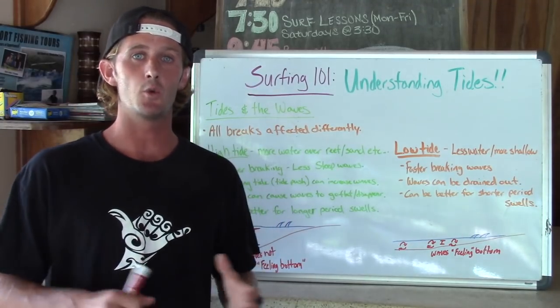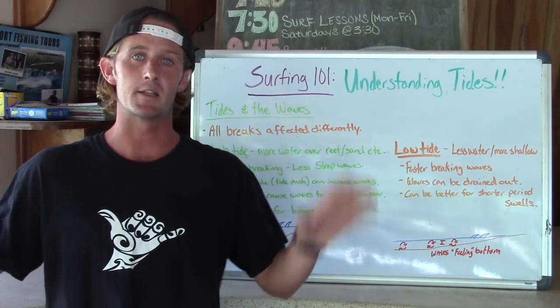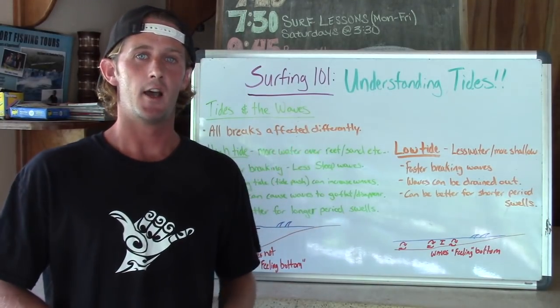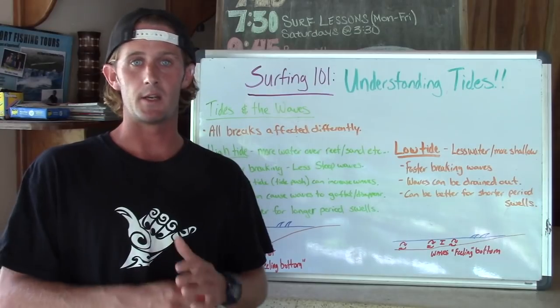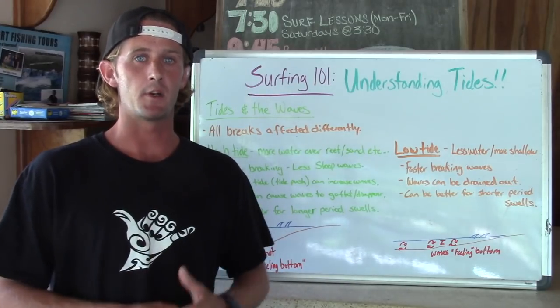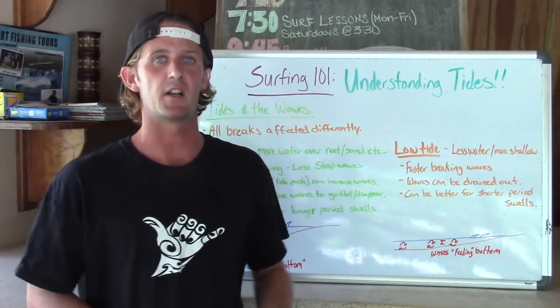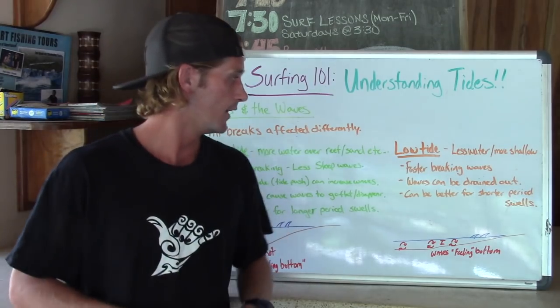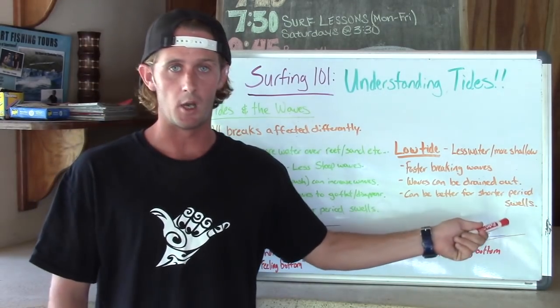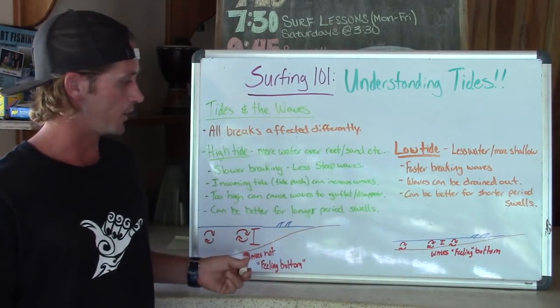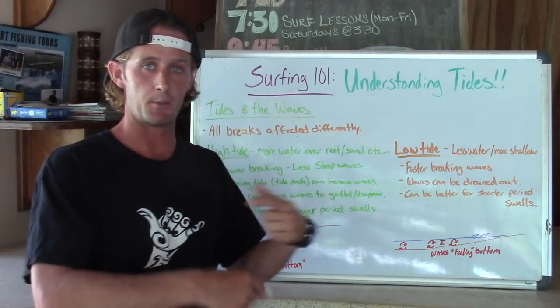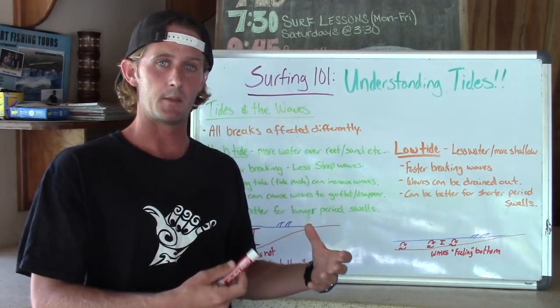When the tide gets too low, or in the last few hours when the tide is pulling out, it can actually negatively affect the waves, make the waves disappear or become less frequent because of all the water pulling out. It doesn't allow as much swell to get in. It could be better for shorter period swells. And just like a longer period swell at high tide, the raw energy of the swell is able to make its way in unaffected by the bottom.